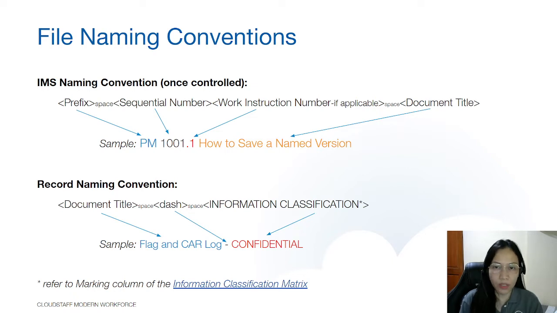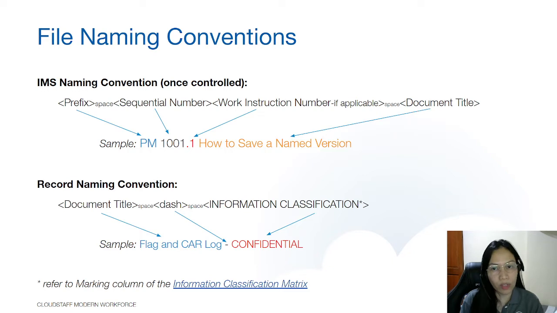You might be wondering, where will you get those prefixes, sequential numbers, or work instruction numbers? These unique identifiers are available from our prefix custodian, Jeff DL. You just need to reach out to her to register your documentation once it is approved.